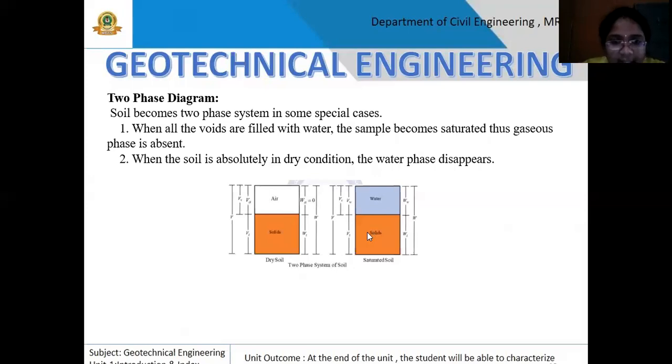The second case is that the voids are completely filled with air only. That means all the water in the soil has completely evaporated and it only has dry soil, the solids only. So that is called dry soil. And if you can see, the phase diagram is as shown on the left hand side. So this is a two-phase system of dry soil and this is a two-phase system of the saturated soil.